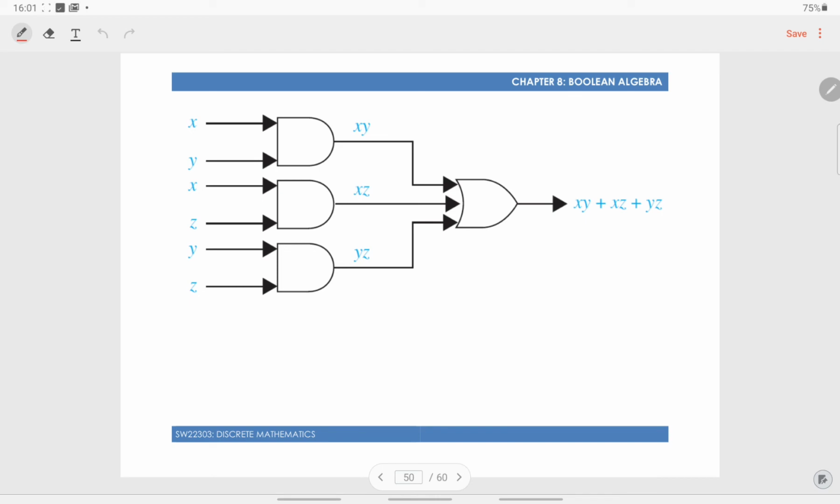Okay, so this is the circuit for the previous problems. For that kind of problem, come out with the expression first and then finally provide the circuit.